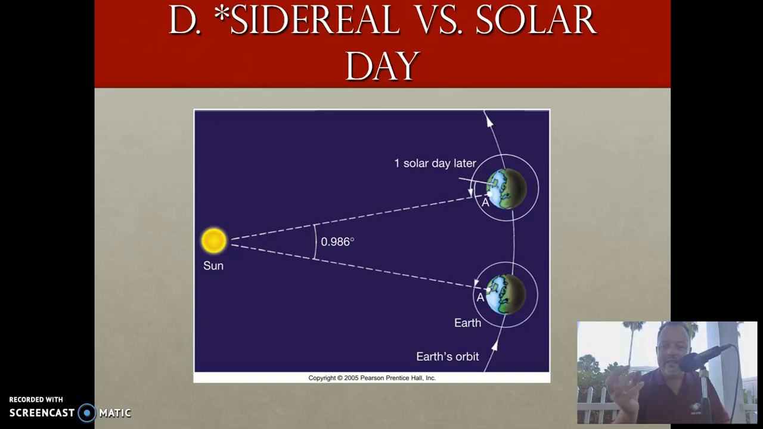So a sidereal day, how long it takes to spin on the axis, is 23 hours, 56 minutes. A solar day, which is what we base our time on, is 24 hours, of course, and that was based on the position of the sun.